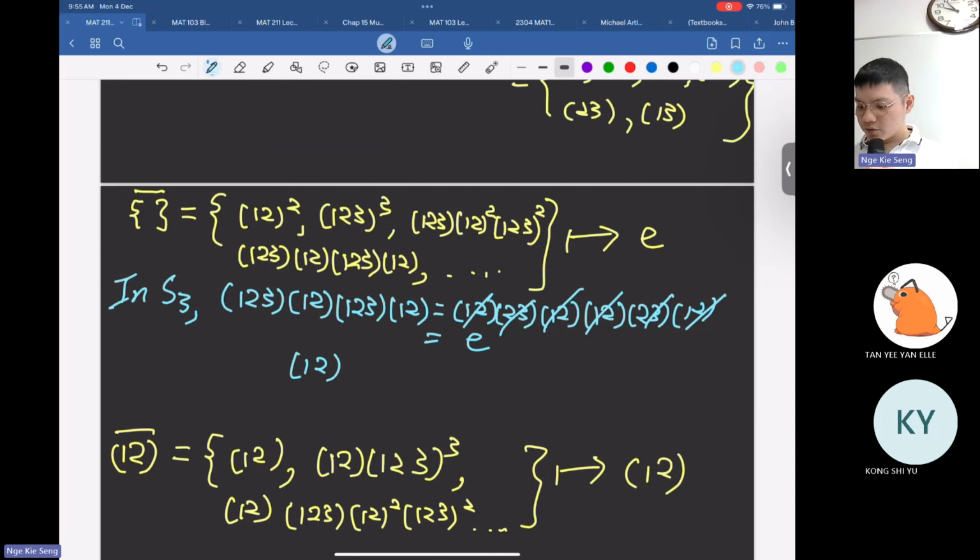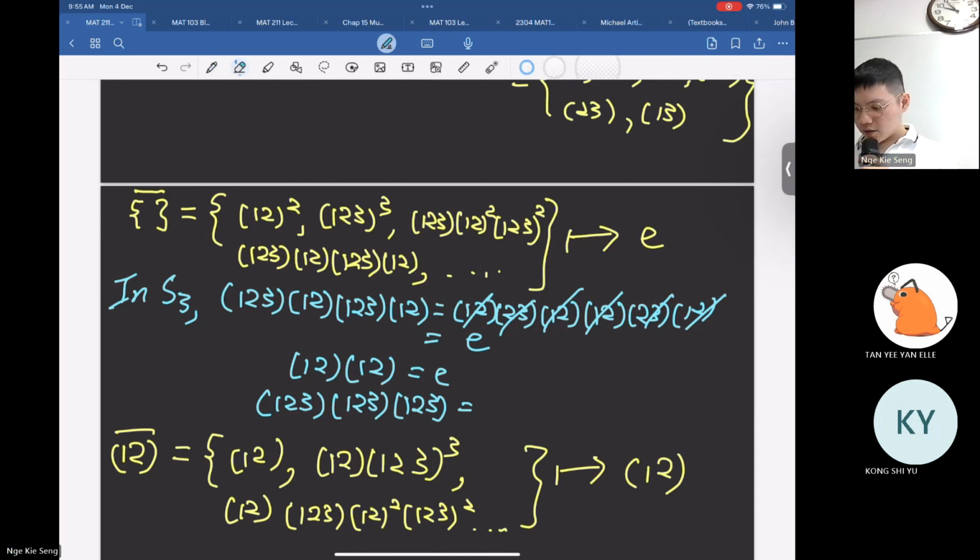We know that (1 2) times (1 2) is the identity. (1 2 3) times (1 2 3) times (1 2 3) is also identity. So all these are equal to identity. So we form a map. Does it make sense? Yes, we understand the calculation using the map.